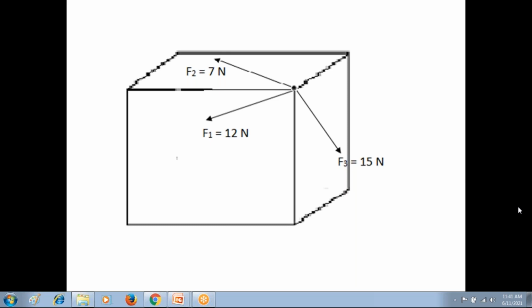Like that, we have 6 types of force systems. What are those force systems? The first one.